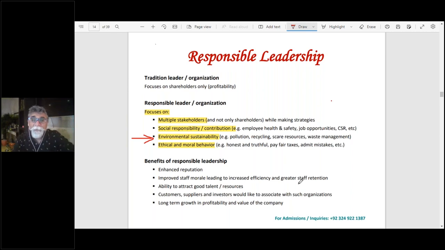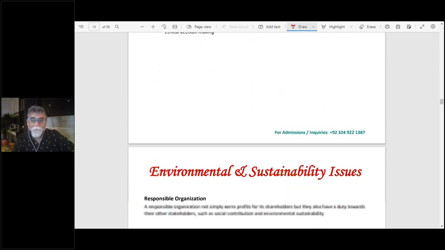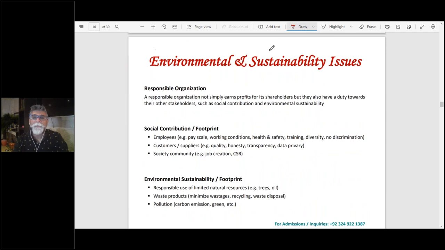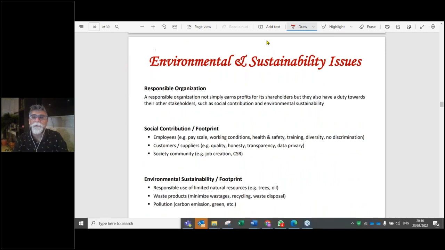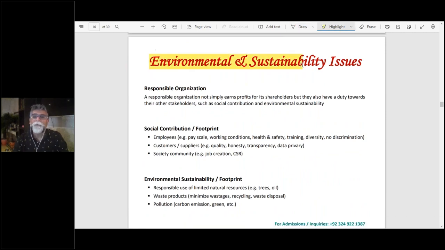So if you look at the second article, its name is environmental sustainability issues. This is basically an extension, a continuation of the previous article. What is environmental sustainability issues?